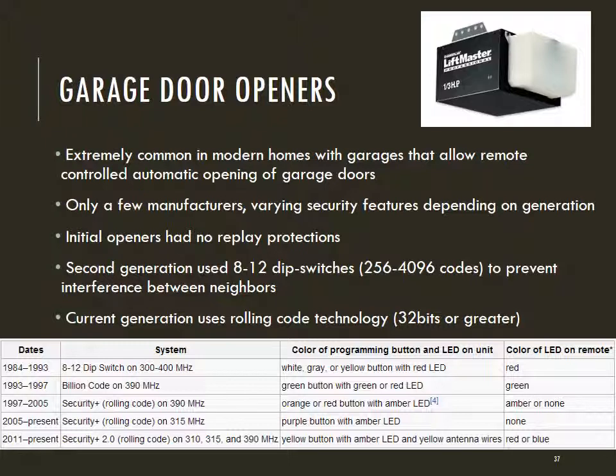The initial openers had no replay protections whatsoever. It was just a factory hard-coded code. So if you and your neighbor had the same version from the factory, you would open each other's garage doors. The next generations relied on dip switches, which didn't really provide security. They just prevented interference from your neighbors to keep them from opening your own door accidentally.